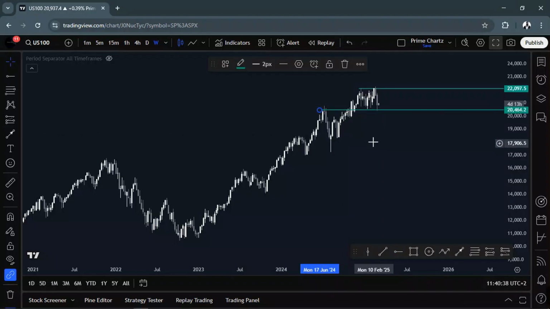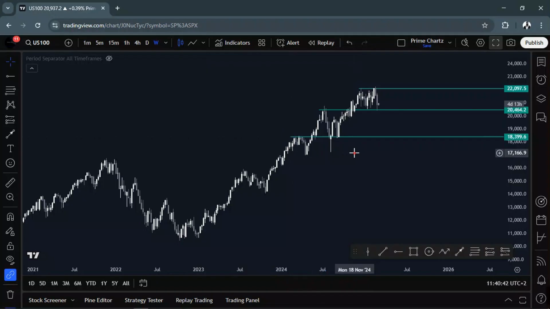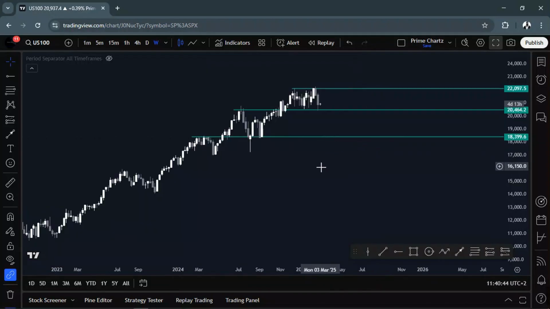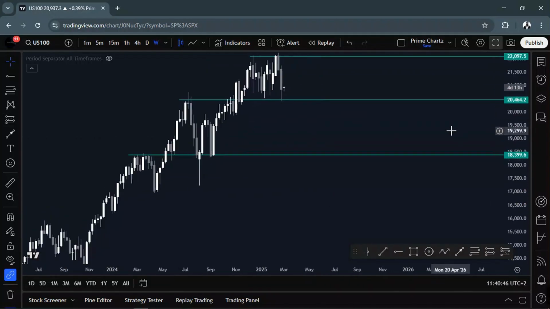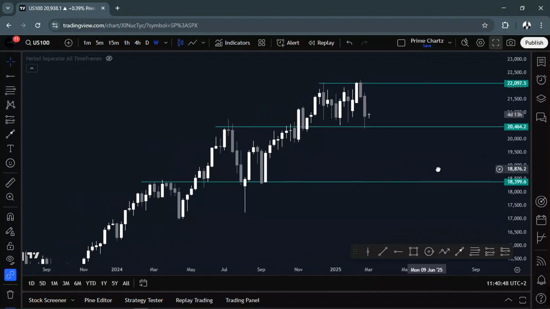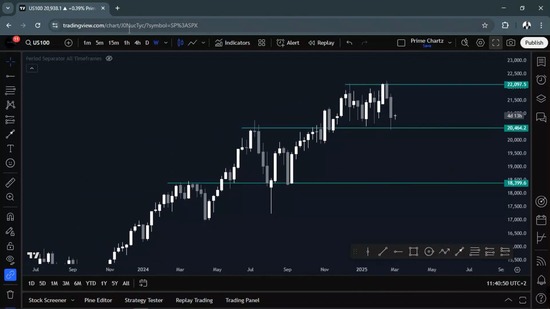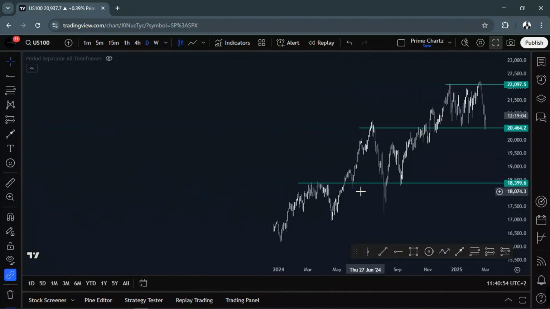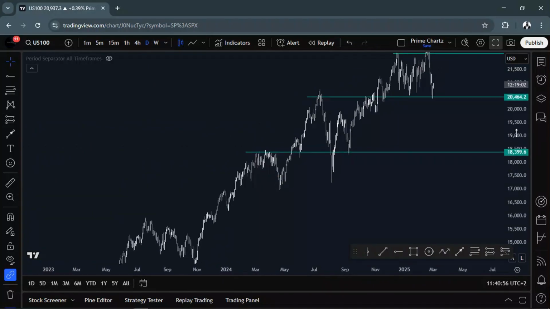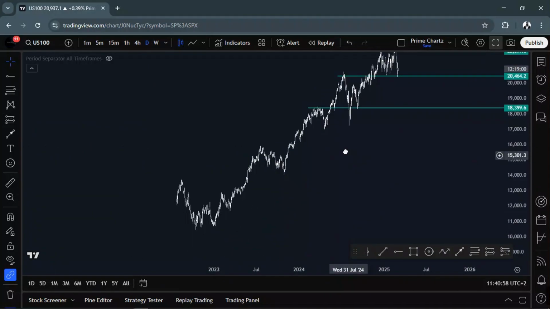We have this line also here, and maybe this one here. Okay, so this is on a weekly time frame. I think this is enough. This is what we have on a weekly time frame. Now let's go on a daily time frame. This is what we have on a daily time frame.